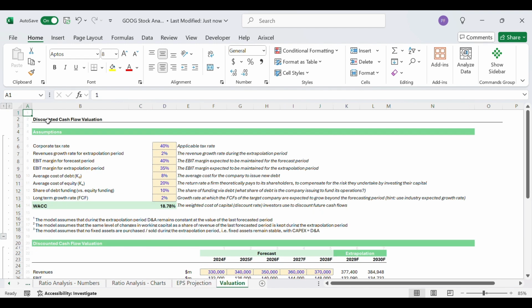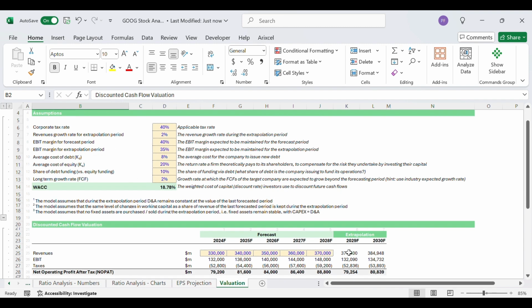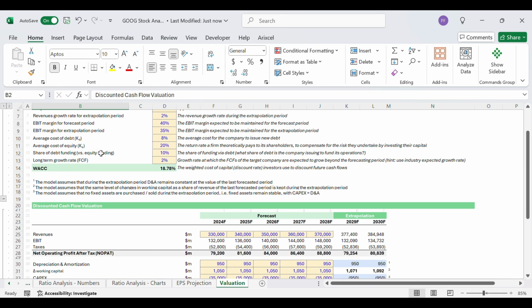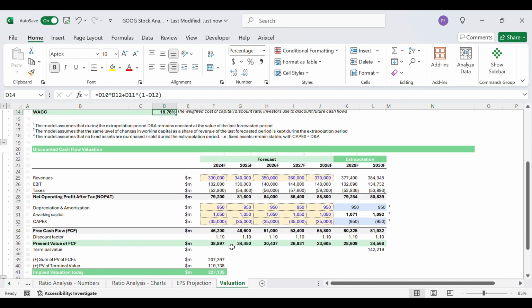Final tab is a discounted cash flow valuation. So based on certain assumptions that you can set here, like corporate tax rate, revenue growth rate for the extrapolation period, EBIT margin for the forecast period and for the extrapolation period, and so on, average cost of debt, of equity, share of debt versus share of equity funding, and long-term growth rate for the free cash flow, we can get to a weighted average cost of capital rate, which allows us to have a discount rate to use to discount the free cash flows forecasts.